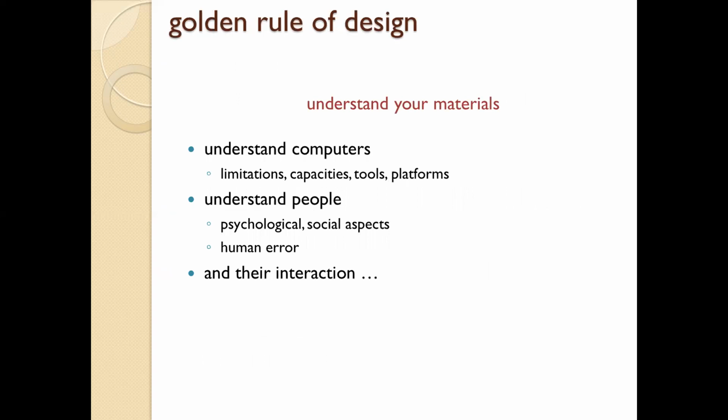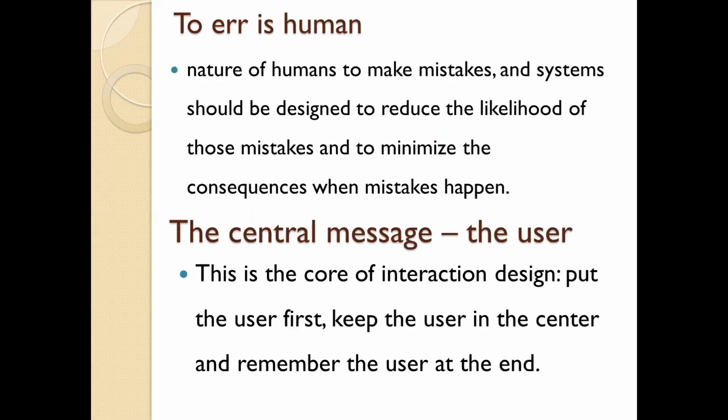Golden rules of design: understand computer, understand people and their interaction. In case of understanding the computer: limitations, capacities, tools, platforms. Understanding people: psychological, social aspects, human error and their interaction. To err is human. It is the nature of humans to make mistakes, and the system should be designed to reduce the likelihood of those mistakes and to minimize the consequences when mistakes happen.